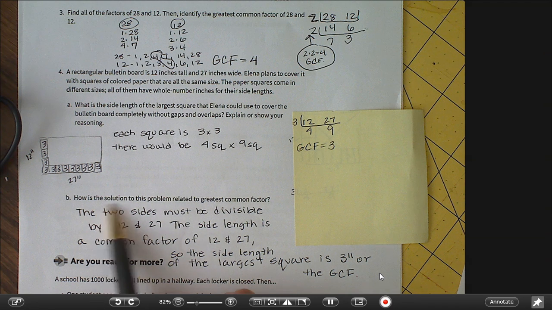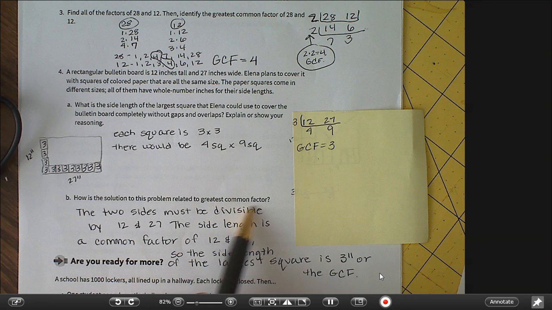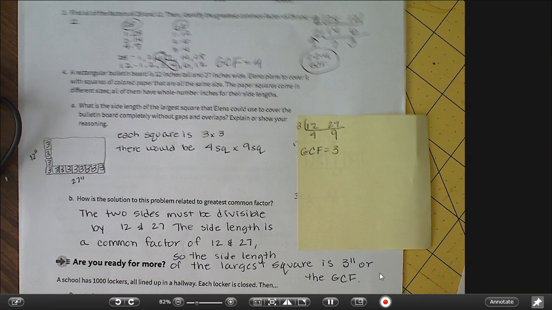B asks, how is the solution to the problem related to the greatest common factor? And the answer to that is the side length must be divisible into both 12 and 27. So the side length is a common factor of 12 and 27. So the side length of the largest square is going to be 3 because that is the GCF.